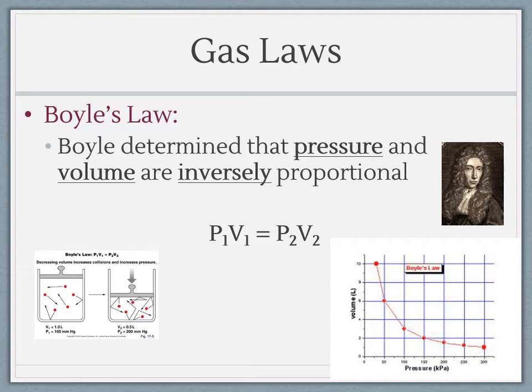So the first is called Boyle's Law. Now, I'll go ahead and tell you that I will never ask you a test question that says, which one of these is Boyle's Law? I don't really care that you know that some scientist whose last name was Boyle was the one who determined this specific relationship. However, what you do need to know is that pressure and volume are inversely proportional. So inversely proportional, remember, means that as one goes up, the other one goes down.